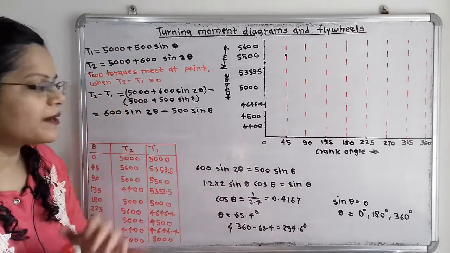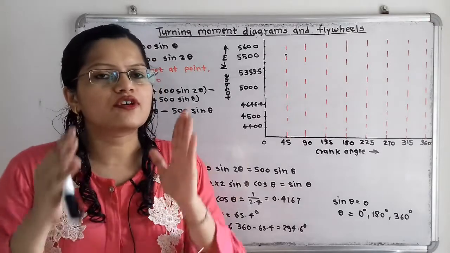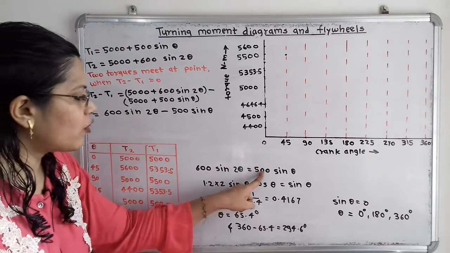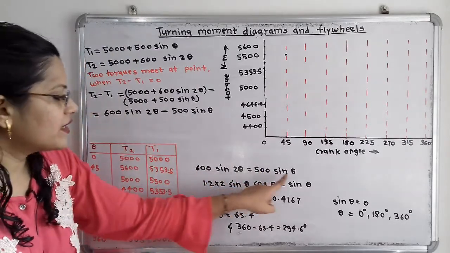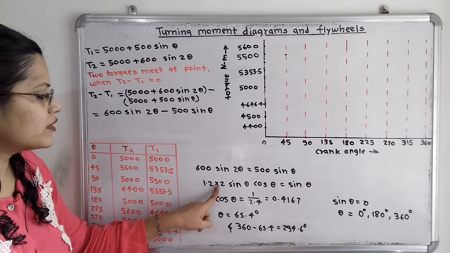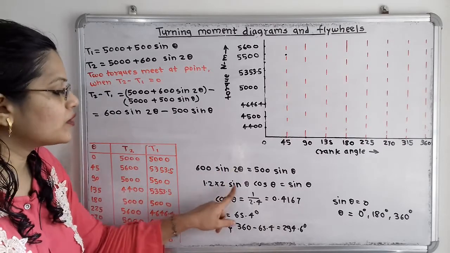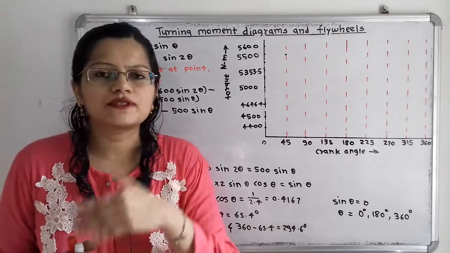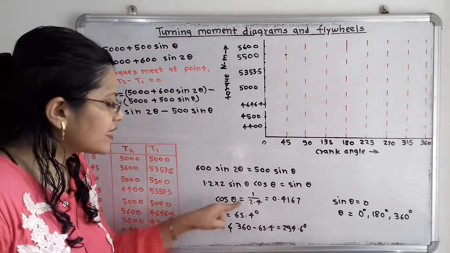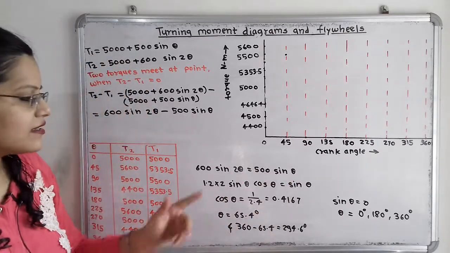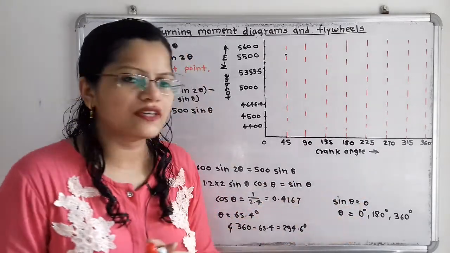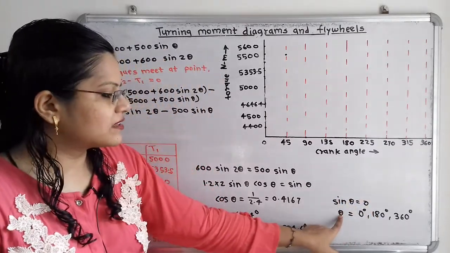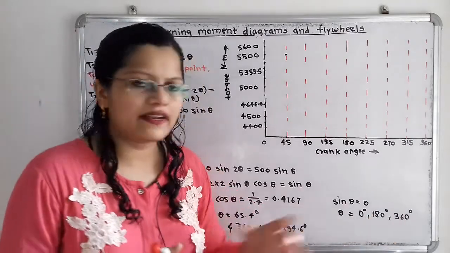Now sin 2 theta is equal to 2 into sin theta into cos theta. So this is the equation. Now I will divide on both sides by 500. If I divide, it will become 1.2 into, instead of sin 2 theta, 2 into sin theta into cos theta, which is equal to sin theta. So now I have two options to solve this. First, I take sin theta is equal to 0, and I will get the angle theta is equal to 0, 180 degree and 360 degree.